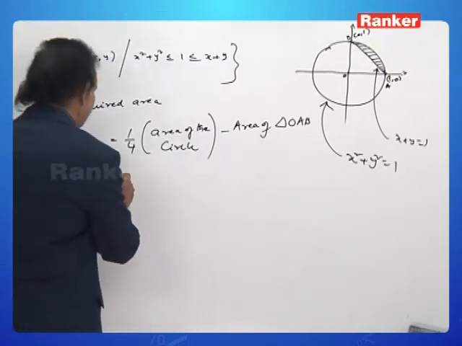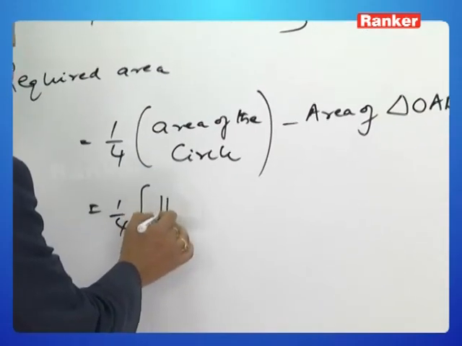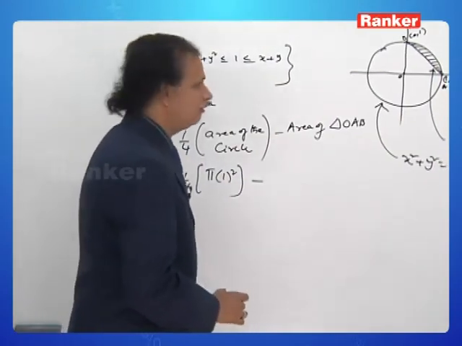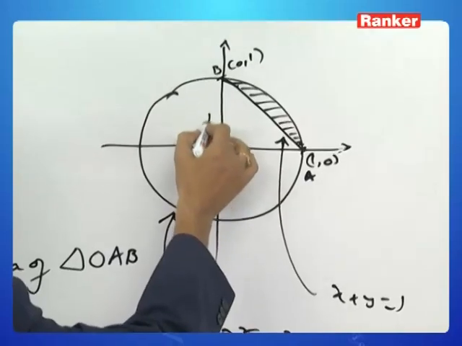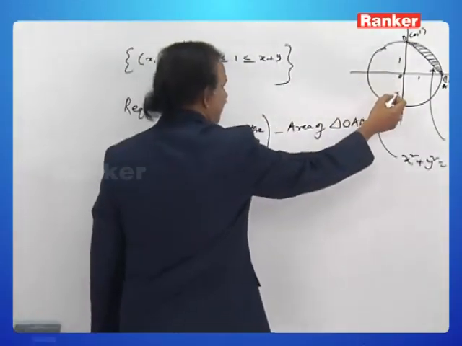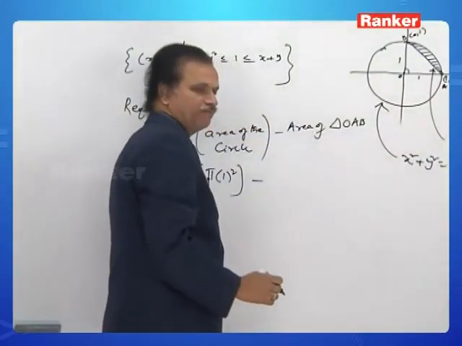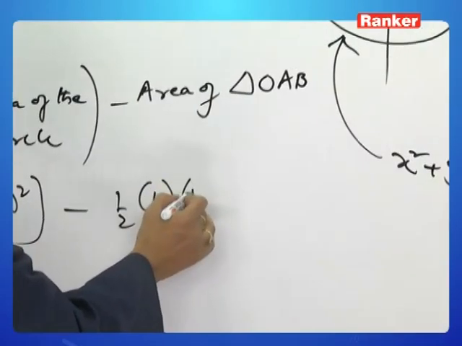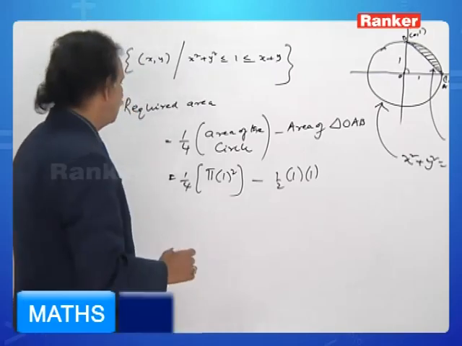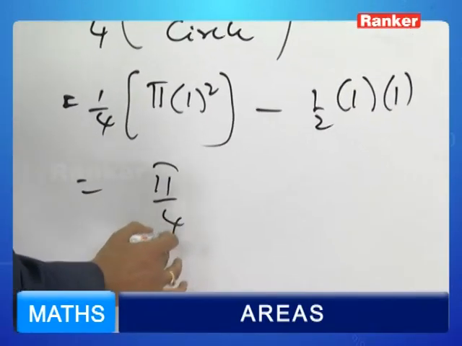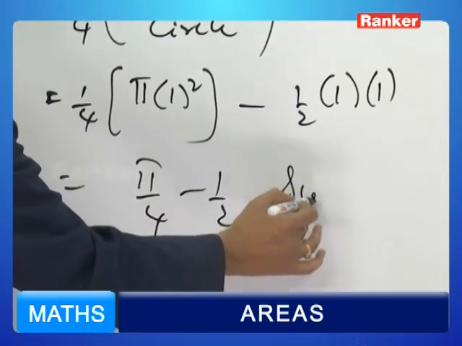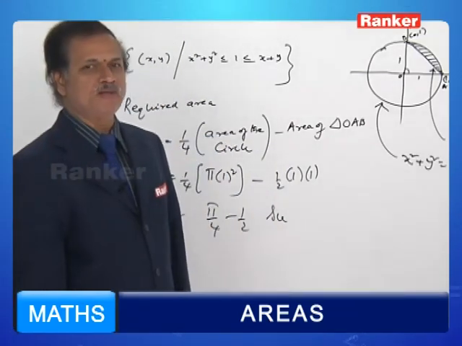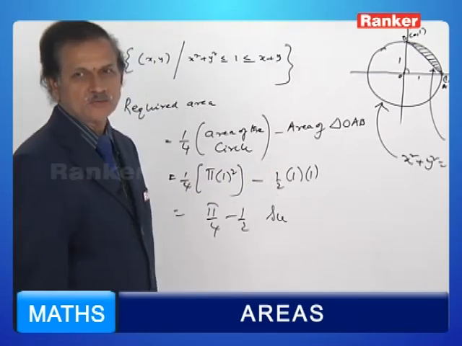Well, what is the area of the circle? 1/4 into pi r squared. What is the radius? 1. Minus the area of the triangle OAB. You see, this distance is 1, this distance is 1. It is a right angle triangle, you know, between the x-axis and y-axis. The area of the triangle is half into base into height, half into 1 into 1, that is half. Well, this is pi/4 minus 1/2, so many square units. That's all. You observe how simple it is. Yes, that is the required area.